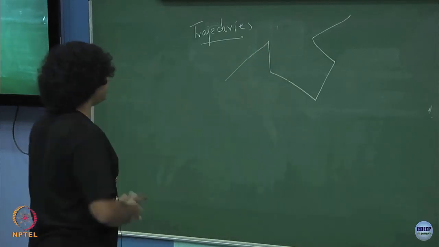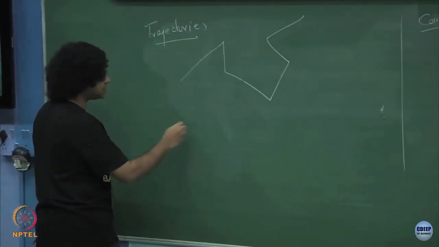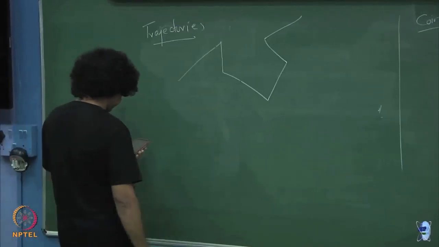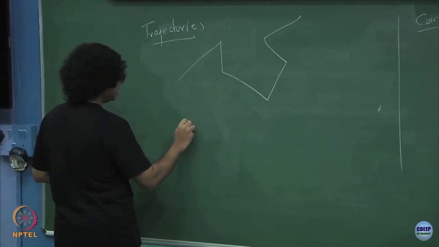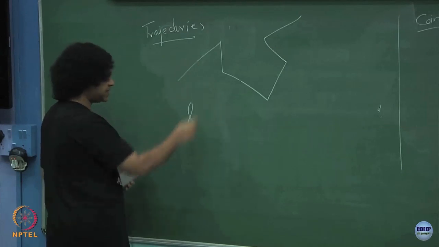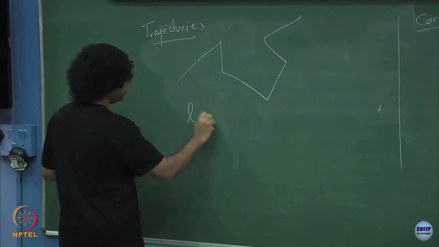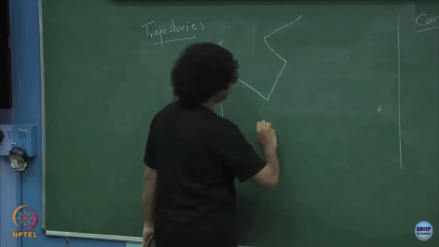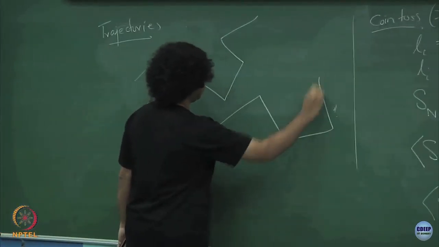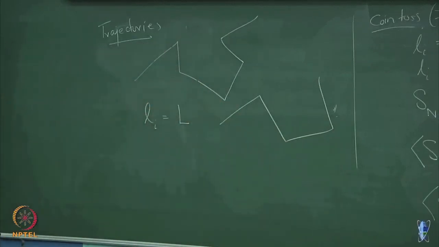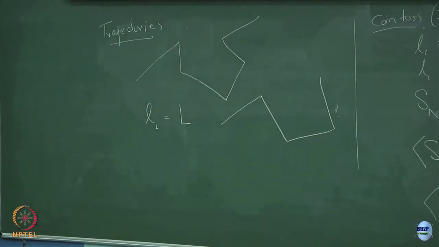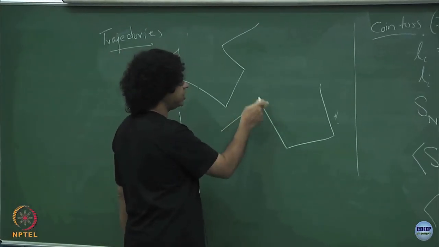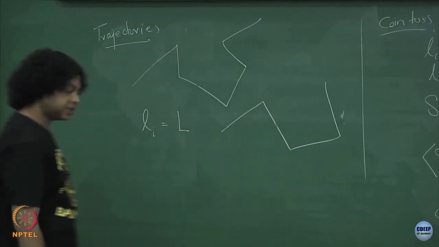Let me simplify this a bit. Let me say that I fix the length of each step. Okay. So, let me say I still represent each step by these variables Li. So, each step has some fixed length L. Okay. So, my simplified random walk is like this. Assume that these are all of same length. What is random is the direction. Okay. So, this is step 1, this is step 2. Step 2 direction is uncorrelated from the step 1 direction.